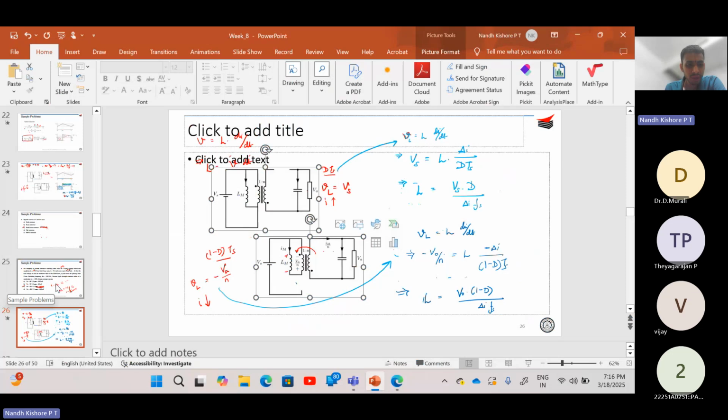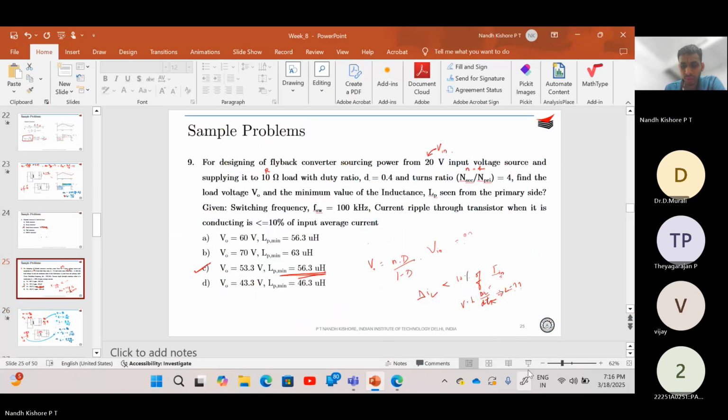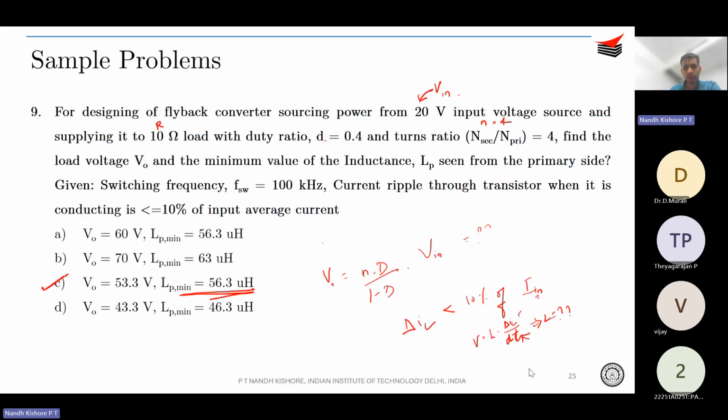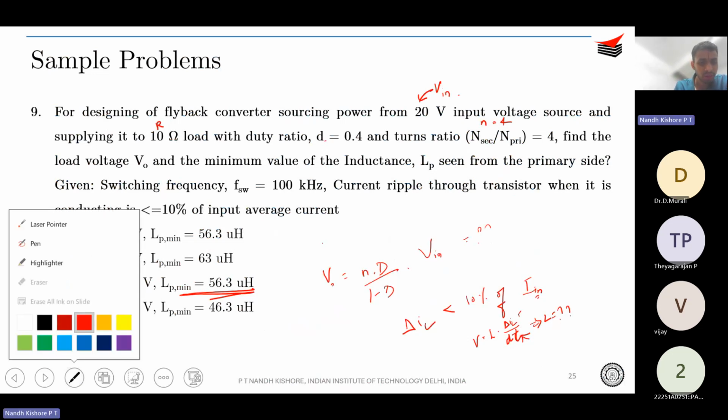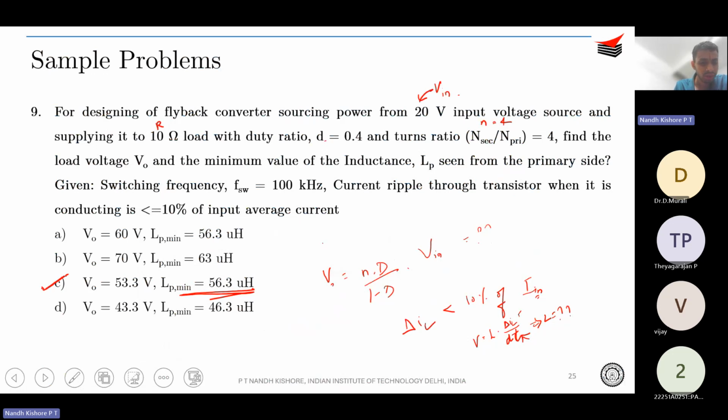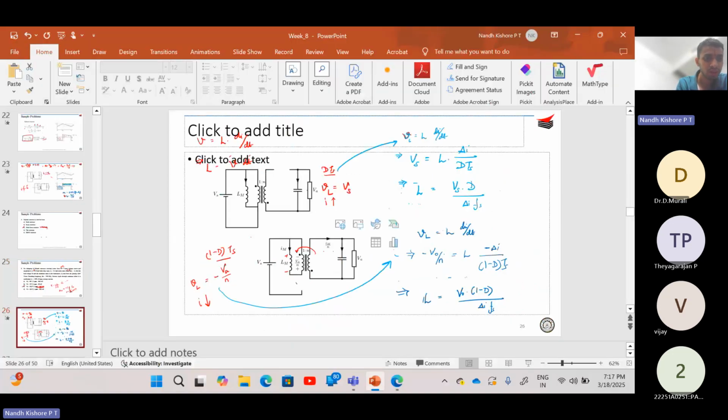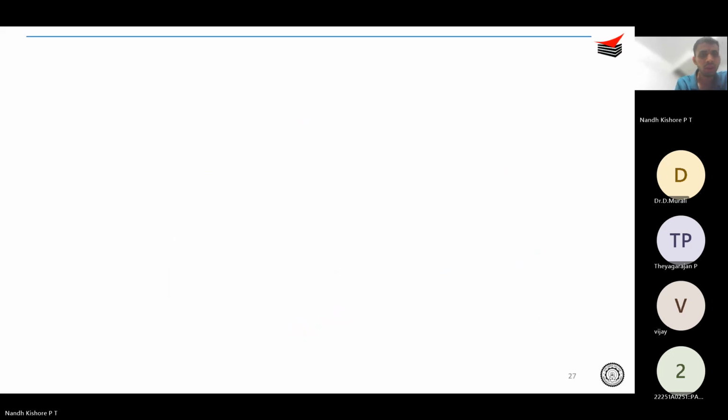Now we will go back to the problem. We just found out what is Vo, correct? So let me erase some of the ink over here. Okay, not able to erase, so let me take a new slide. So we found out what is Vo. Vo is N D by (1 minus D) into Vin. Therefore, your Io is simply Vo over R, correct?